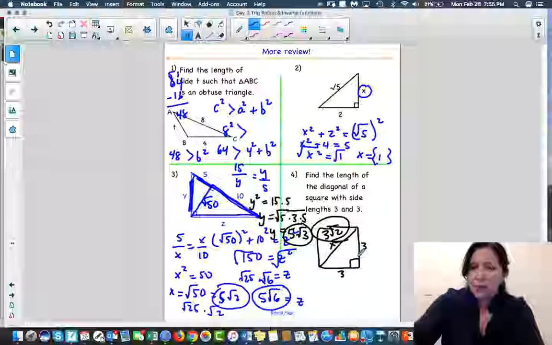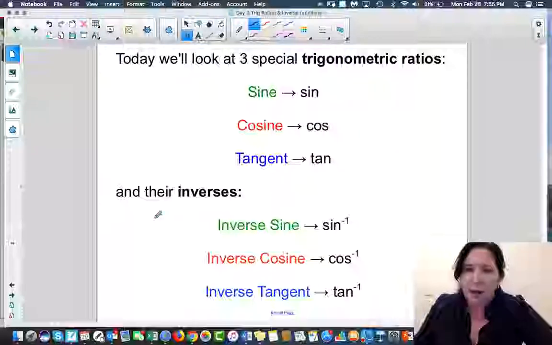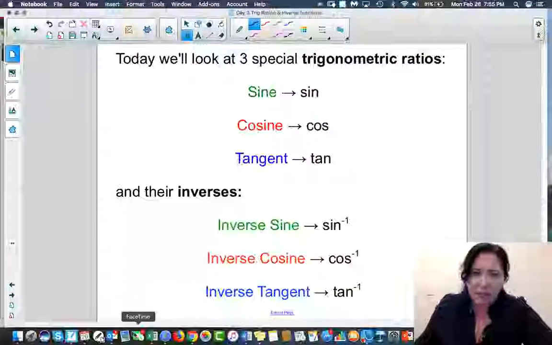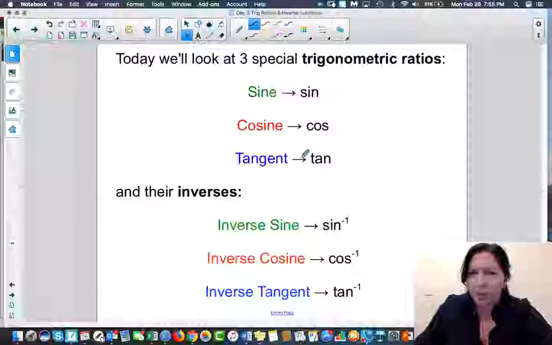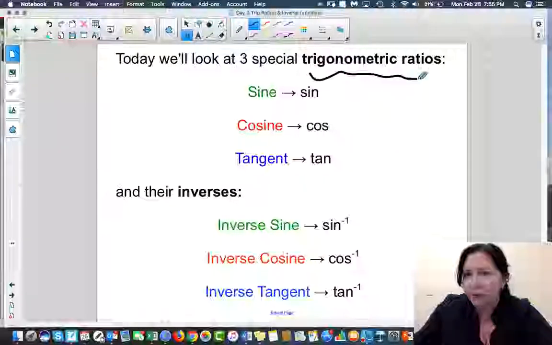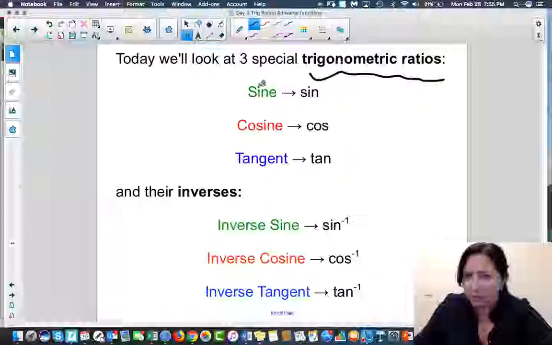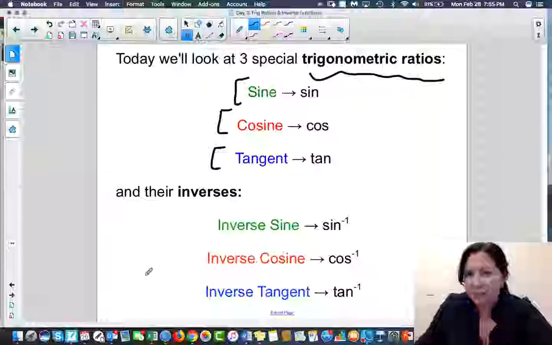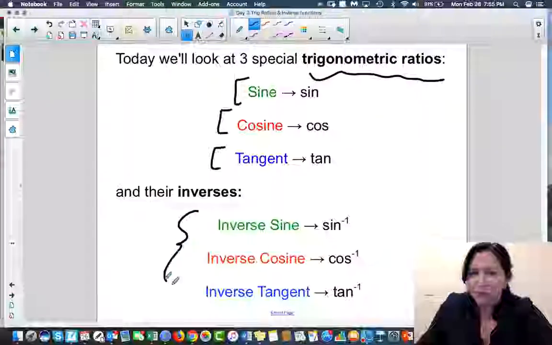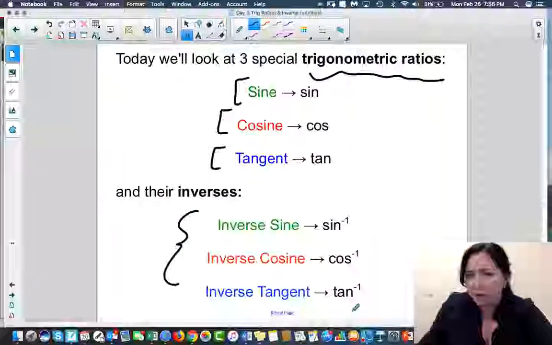Okay? So we're going to get started with trigonometric ratios. And so you will need a calculator at some point working these out, but for right now, we're going to just get started with what a trigonometric ratio is. And those are using sine, cosine, and tangent. And their inverses, which are arc sine, arc cosine, and arc tangent.